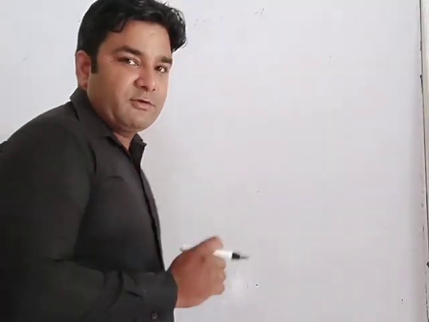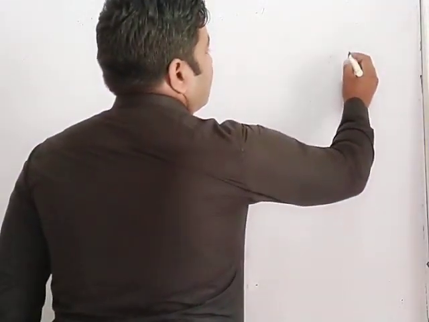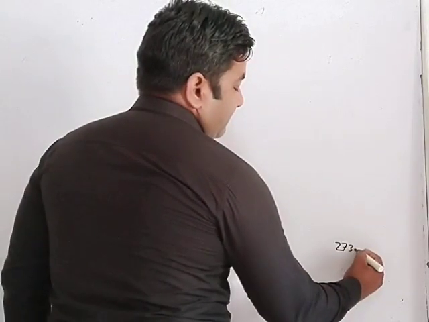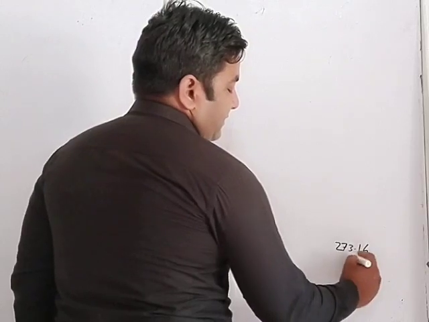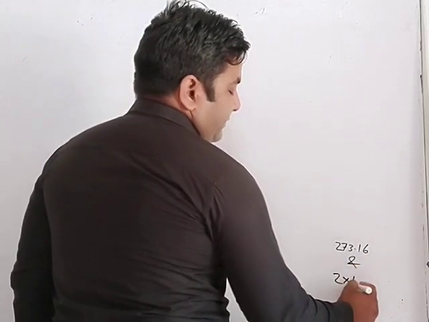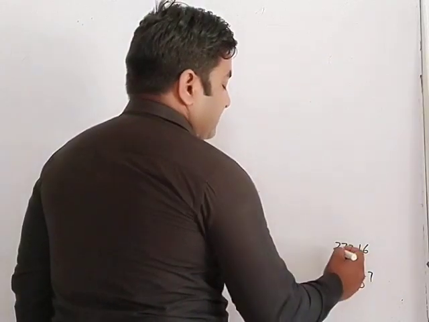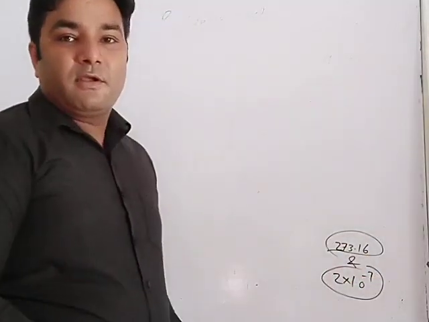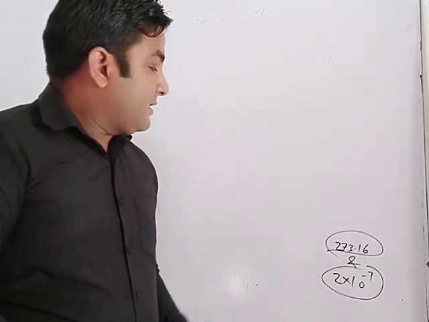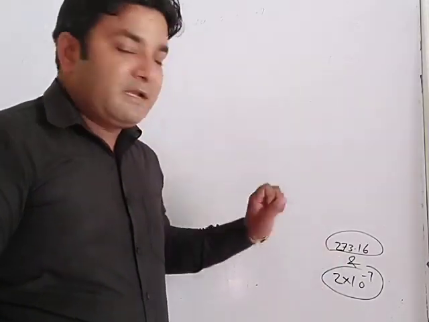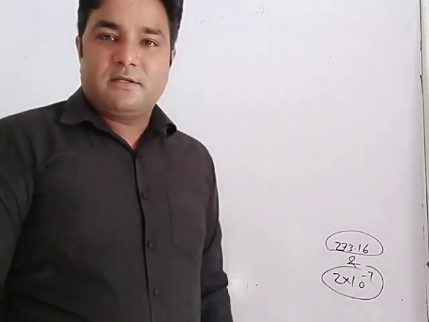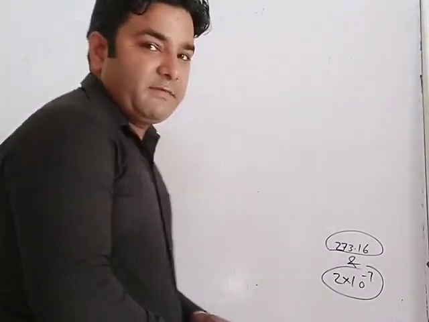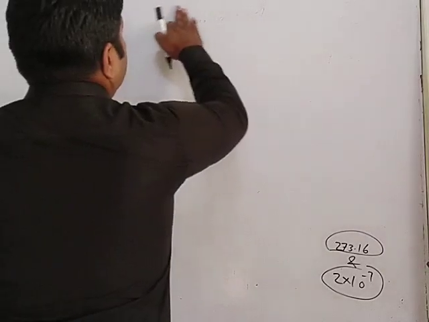Just listen about the two things. Number one, that is 273.16, and number two, 2 into 10 power minus 7. These two things you have to learn for defining the definition of Kelvin as well as the definition of ampere. So, the definition of Kelvin, just listen, a very easy definition.